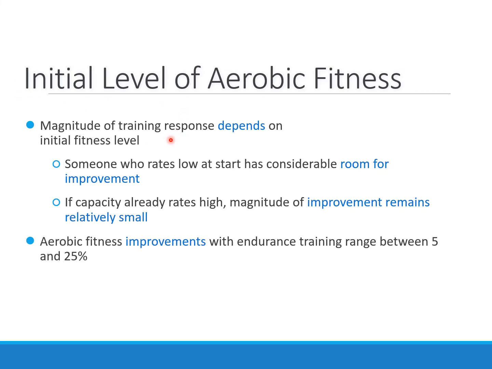The magnitude of training response depends on the initial fitness level. Someone who has a really low fitness level has a ton of room to improve, right? They can improve significantly from a low aerobic fitness level versus someone who's very highly trained, who doesn't have much room to move. Aerobic fitness improvements with endurance training range between 5 and 25%. So you can change fairly significantly, and it depends on the person a little bit, but also depends on this initial level.